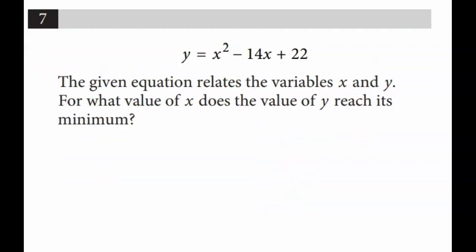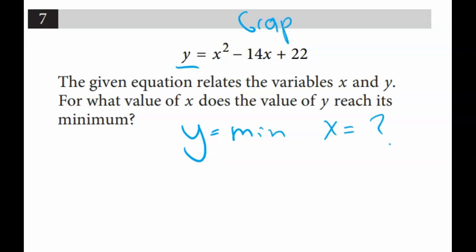All right, number 7. The given equation relates to the variables x and y. For what value of x does the value of y reach its minimum? All right, so when y equals its minimum, x equals what? And that's what it's asking. So immediately, this is a graph. You have a graphing calculator.